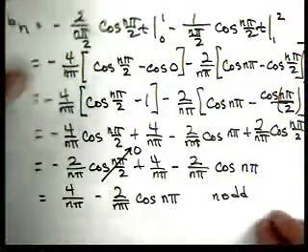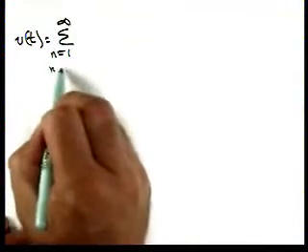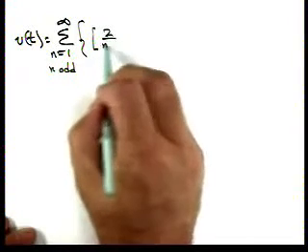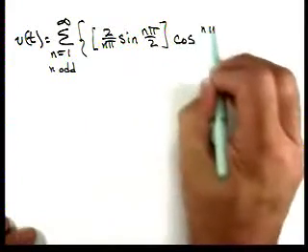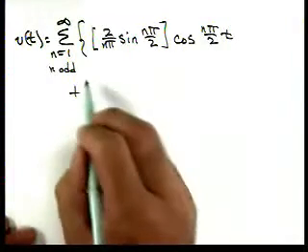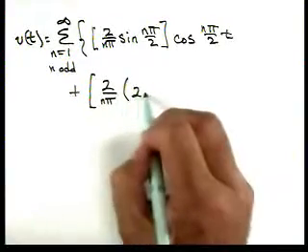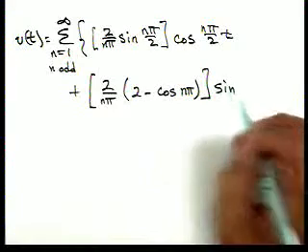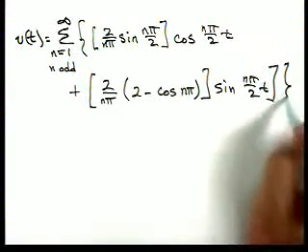Okay, so then the trigonometric Fourier series for this function is v of t equals the sum from n equals 1 to infinity, for n odd, of 2 over n pi sine n pi over 2 times cosine n pi over 2 t, plus 2 over n pi times 2 minus the cosine of n pi, times sine n pi over 2 t. And that's our Fourier series.